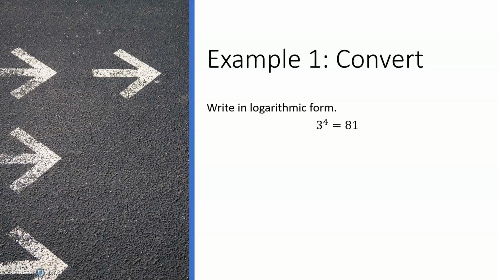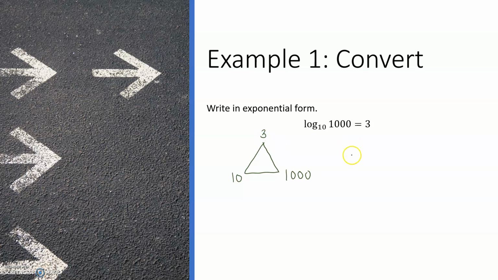All right, so we're going to practice going back and forth between log form and exponential form. And I always think that triangle is helpful. So if I put the 3 here and the 4 here and the 81 here, what that means is log base 3 of 81 is equal to that exponent. Okay, and then if I put this into the triangle, I have 10, I have 1,000, and I have 3. So in exponential form, that would be 10 to the third equals 1,000.